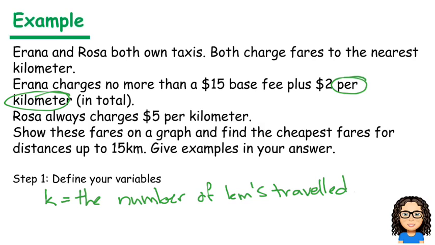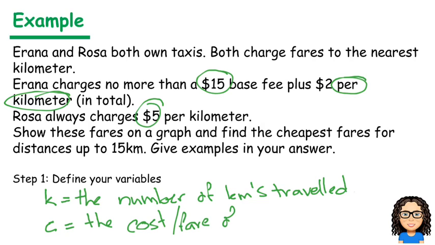Okay, the other kind of information that we've been given is about costs. All of these other numbers are about costs. So that needs to be my second variable, the cost. I'm going to say C is the cost or fare of the trip. Okay, our next step is to find the inequations or equations. So let me just clear that off.